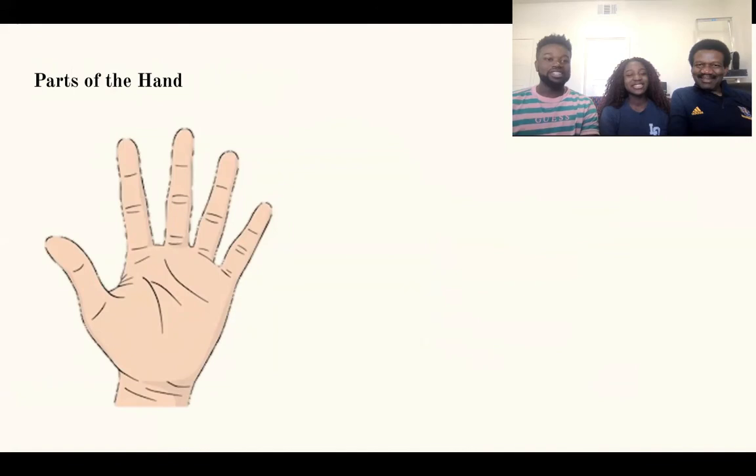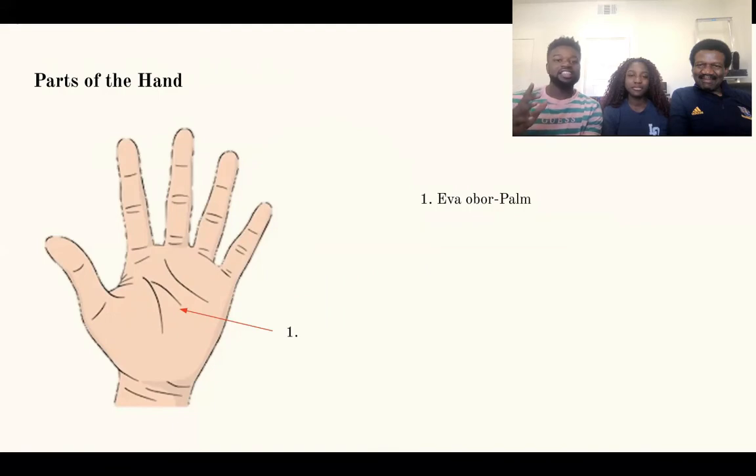Now we're going to go through parts of the hand. So we'll start off with the middle part, so the palm, and that's Evaoba. And again, kind of re-emphasizing the trends that are here. Oba is generally hand, and then Eva is the middle of it, or sort of like the main center, the belly of the hand. That's the palm.